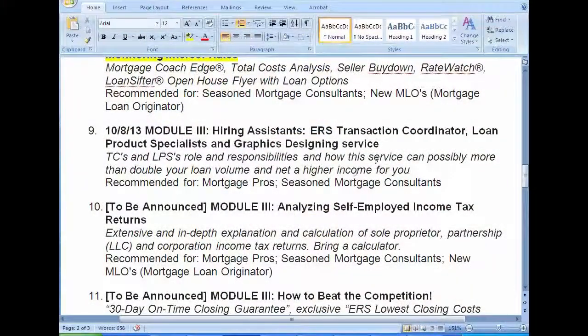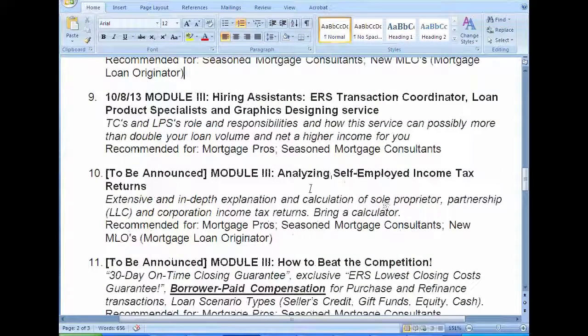Then this is a tentative announcement, because it does cost a fee, and I'm trying to find a lender to pay it for us. A mortgage insurance company flies out, and they do this full 4-hour class for self-employed borrowers, on how to calculate self-employment income from tax returns. This one, by all means, you should not miss. This one, you need to know.